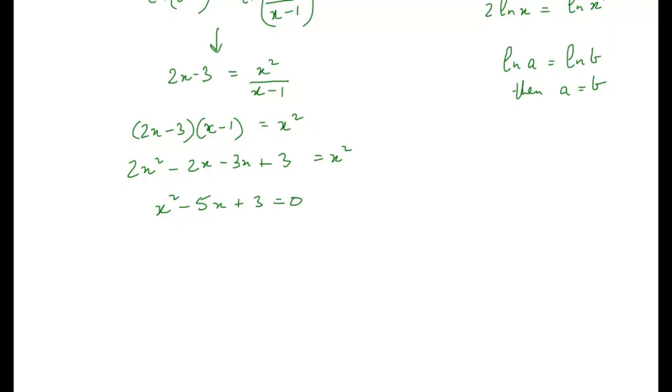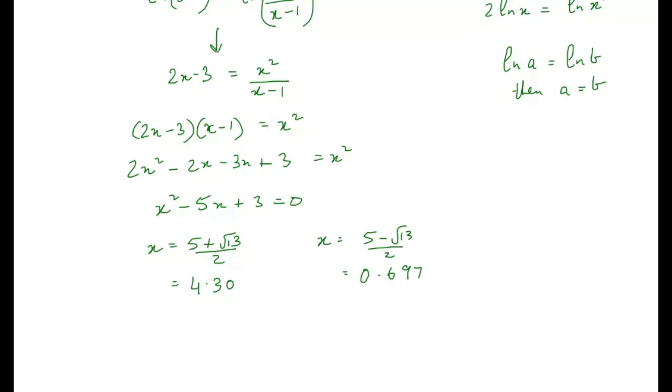I get x is equal to 5 plus root 13 by 2. The decimal value of that is 4.30, and I get x is equal to 5 minus root 13 by 2, the decimal value of which is 0.697.